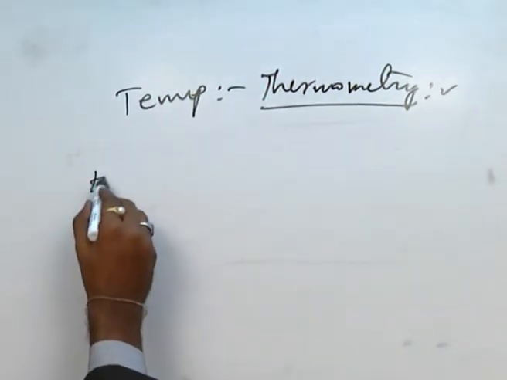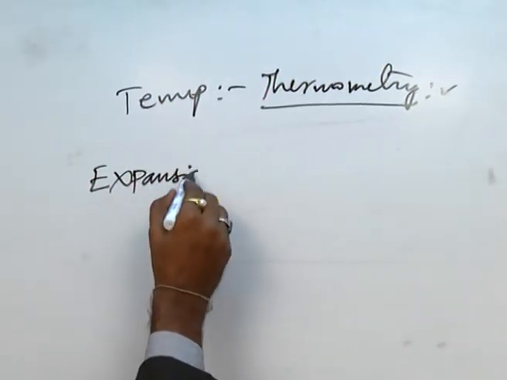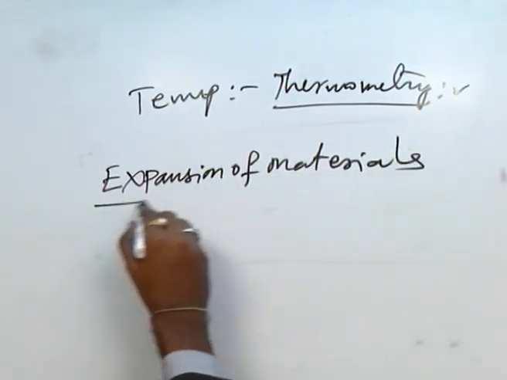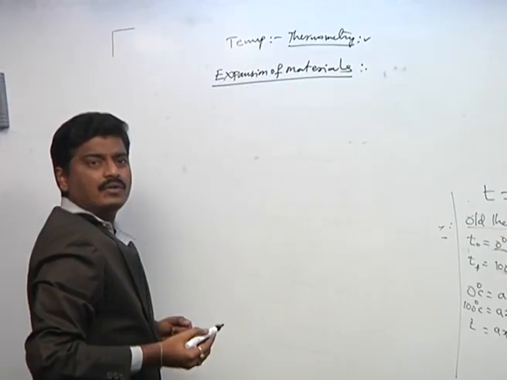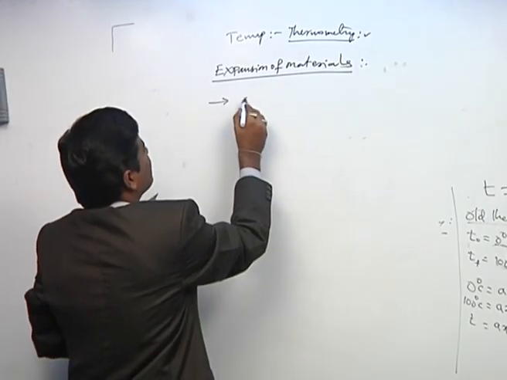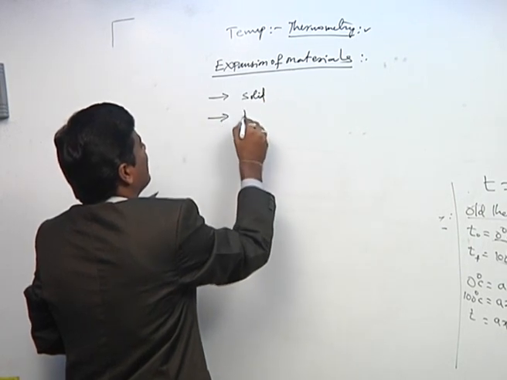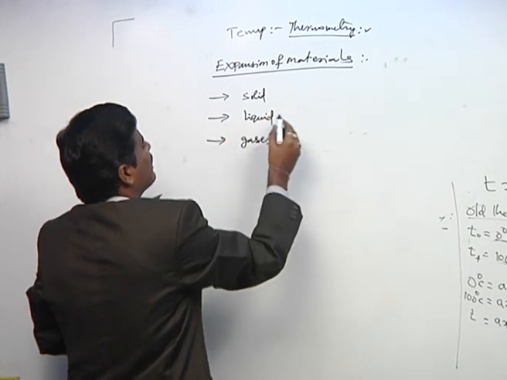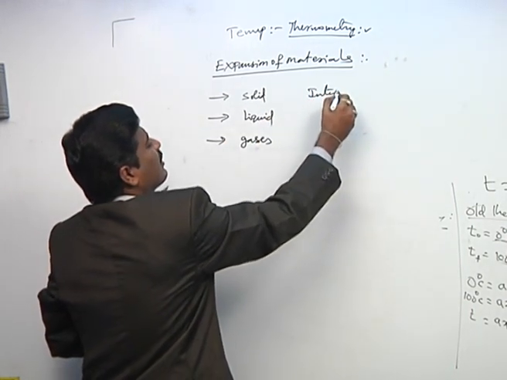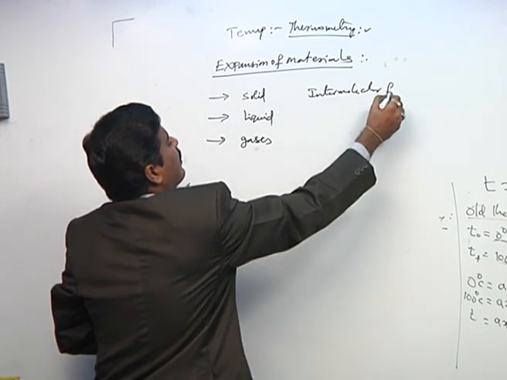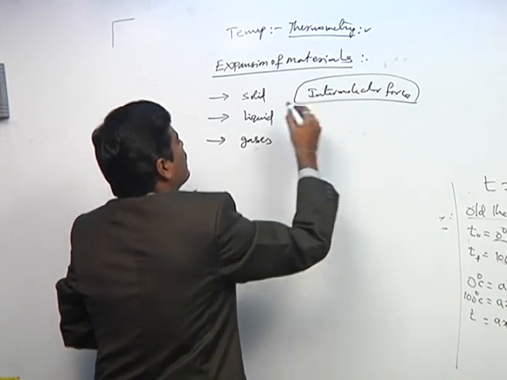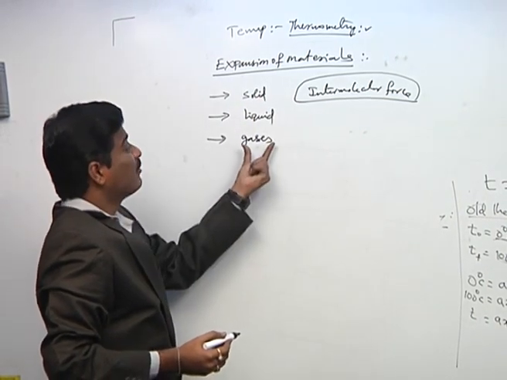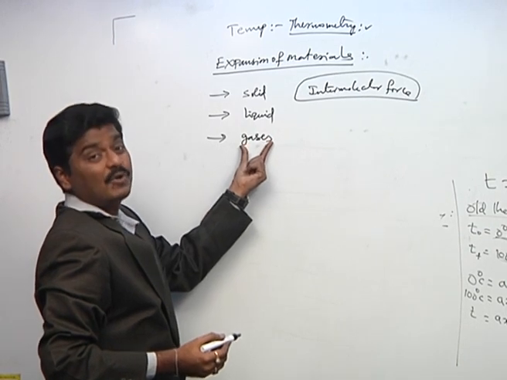Next, expansion of materials. We have three materials: solids, liquids and gases. As the intermolecular forces are very large in magnitude for solids, their expansion is minimum in the case of solids, whereas the intermolecular force is very, very less, so the expansion is more in gases.